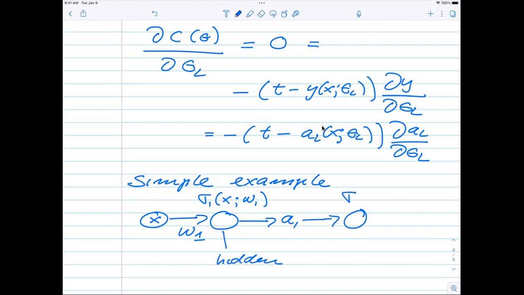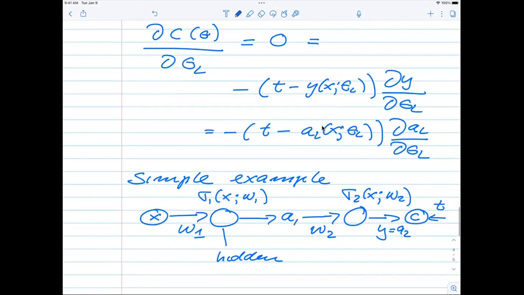And here we have a new activation function of x, and that depends on a parameter omega 2, the W2. And this produces now our final output, which I'm just going to label y here, or we can actually write it as an A2 here, just to be consistent with what we had. And here we have the cost function, and this receives the target which we want to reproduce.